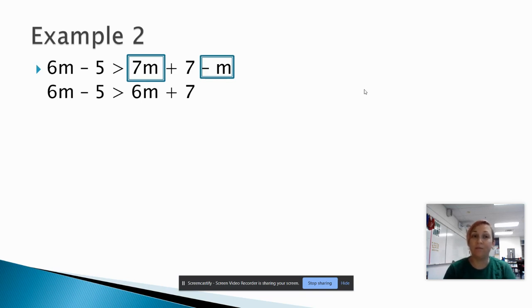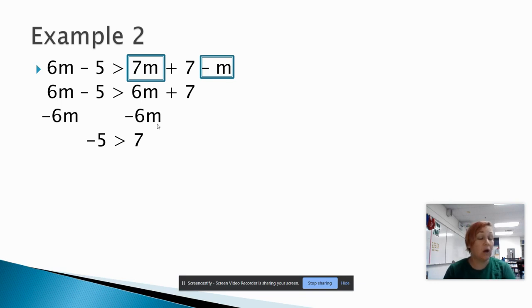My preferred next step is to move my variables together. In this problem, that means subtracting 6m from both sides. Now, just like on our previous problem, I have a 6 minus 6, which makes 0 m's, so there will not be any more m's on the left side. And the same thing happens on the right side. So all of my variables have canceled out. I have no more letters in this problem, and I am left with this statement.